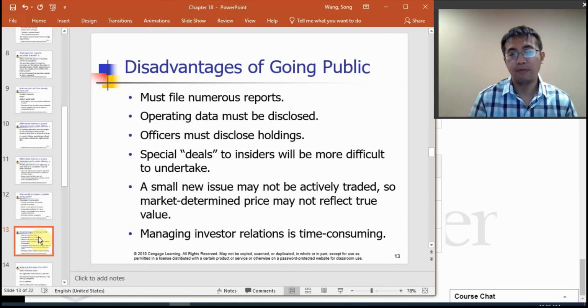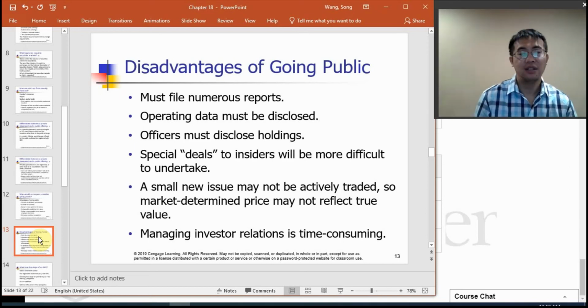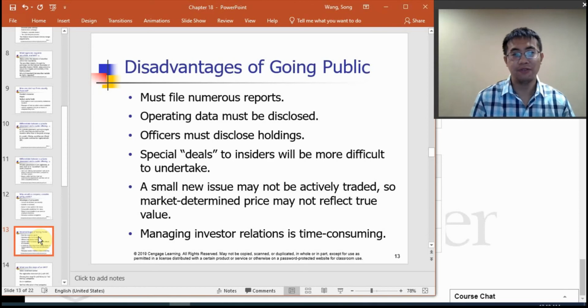Of course, going public is not easy. You have to comply with all these regulations. You must file numerous reports on a quarterly basis and an annual basis, and you must disclose your operating data. And sometimes you will feel discomfort about that kind of disclosure. You don't want your competitor to see that, but you have no other way to avoid it. That's the game of going public.